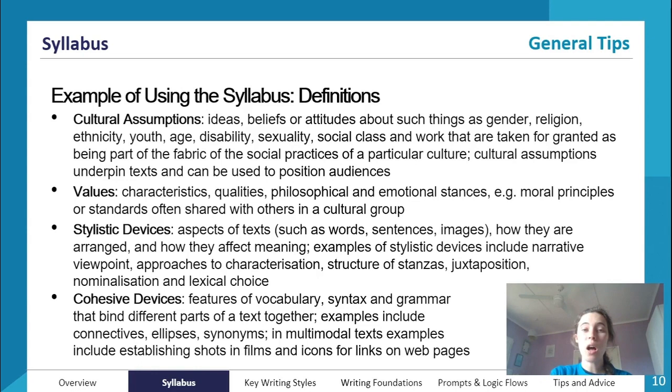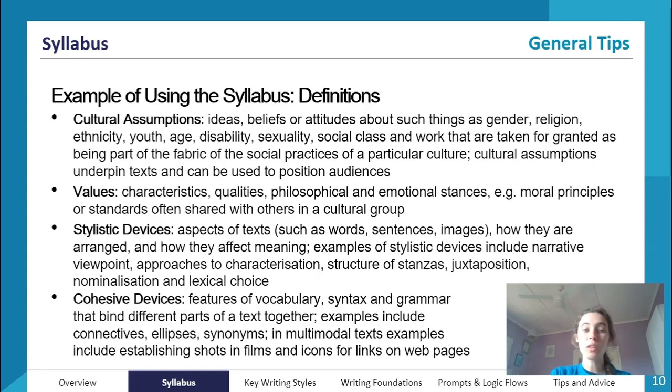So one of those things is cultural assumptions. Lots of students don't really understand what that refers to, and even more so, they don't understand how to actually achieve this in a text that they're writing. So there's two different requirements, as we read just before in the syllabus outline. One of them is to create your own cultural assumptions. So this might be the case in a creative writing piece, for example, where you're not analyzing something necessarily, but you're creating something of your own.